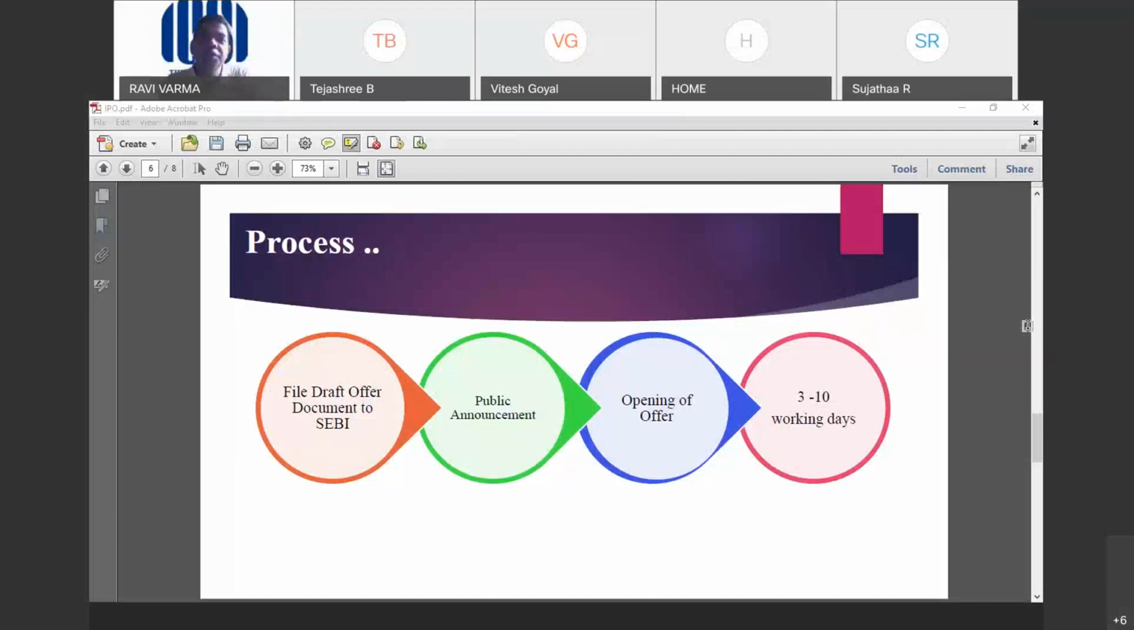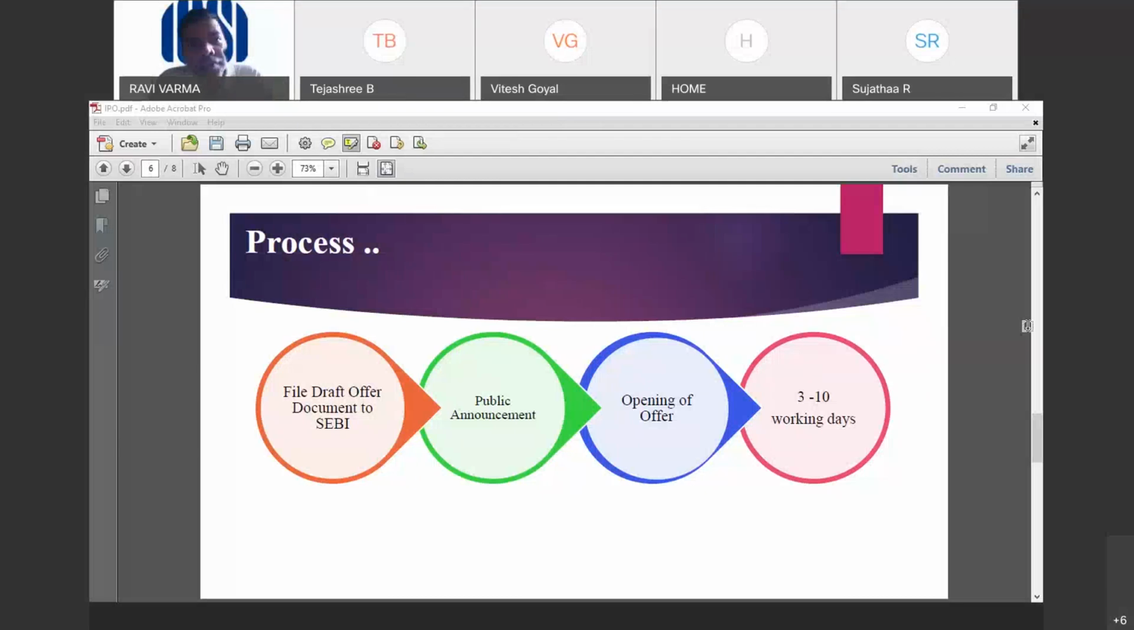And the red herring prospectus is the one which is filed only in case of bookbuilding processes or where the price is not known. Say, for example, today I'm going for the filing of document. Now, I'm not fixing the price of the IPO because I'm leaving it to the judge through the bookbuilding process. Or maybe I'm going for a further public offer, FPO.